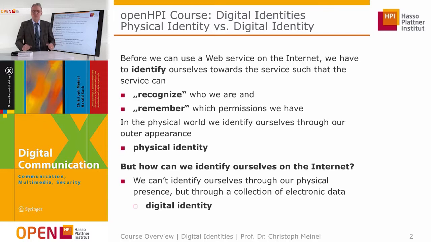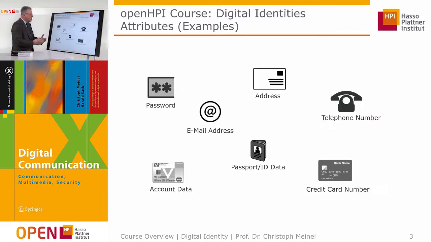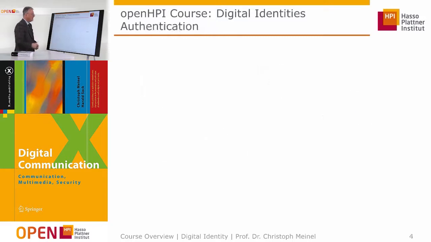But what we can do is present and identify ourselves by a collection of electronic data. And exactly this is a digital identity, a collection of electronic data. In more detail, of electronic attributes. Such attributes are, for example, our address, our password, our email address, our passport ID, our credit card, the telephone number or the account number. So a combination of these data identifies us and forms a digital identity.